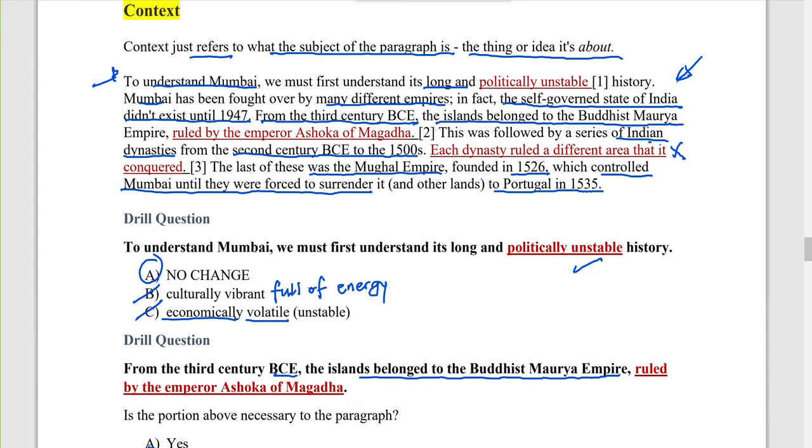To understand Mumbai, we must first understand its long politically unstable history. Mumbai has been fought over by many different empires. In fact, the self-governed state of India did not exist until 1947. From the 3rd century BCE, the islands belonged to the Buddhist Maurya Empire.